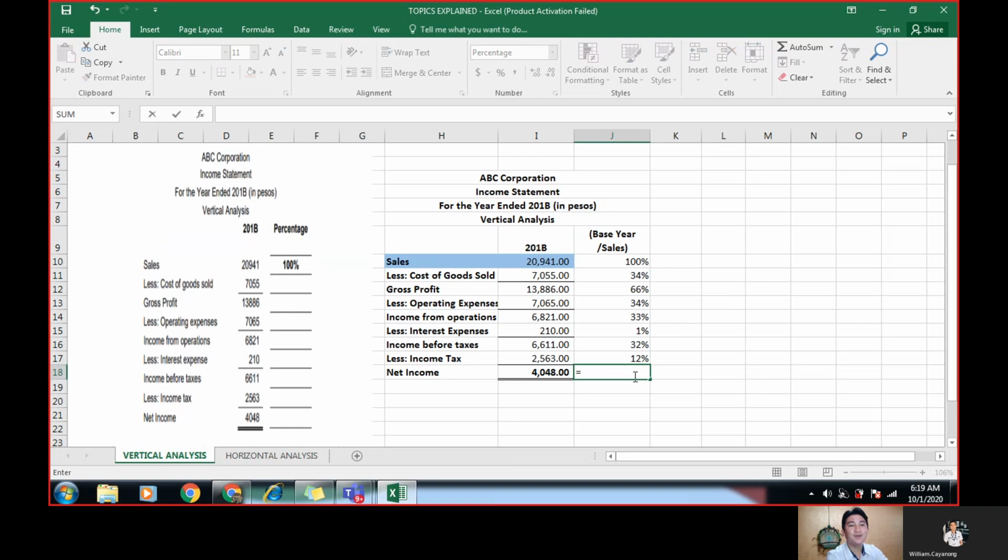Therefore, ang naiwan na lang sa atin is net income. Okay? So, divide natin kung ilang percentage siya. Divided by 100% base, which is the sale.